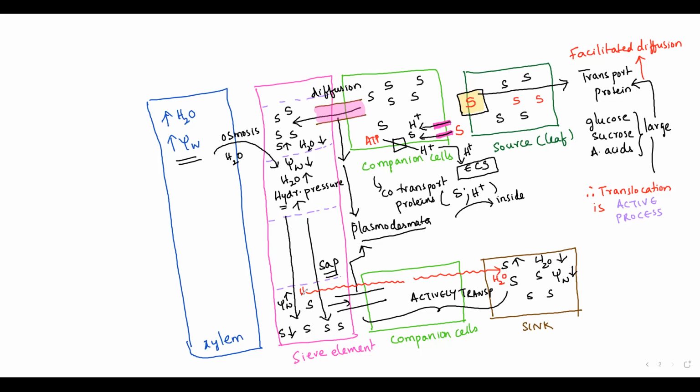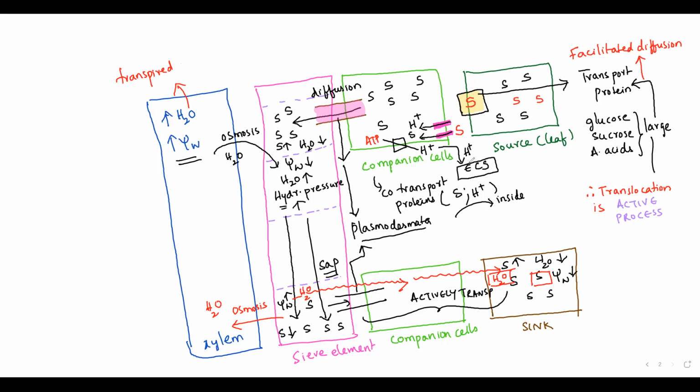From where? From here, from your sieve element, and little amounts of the water even move into the xylem because continuously the water is getting transpired out into the atmosphere. So because of osmosis, little amounts of water even enter into the xylem, and the water even takes entry into your sink side along with the sucroses. So this is the procedure of the mass flow hypothesis.